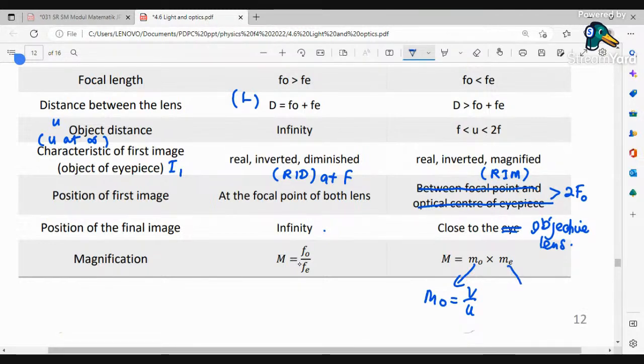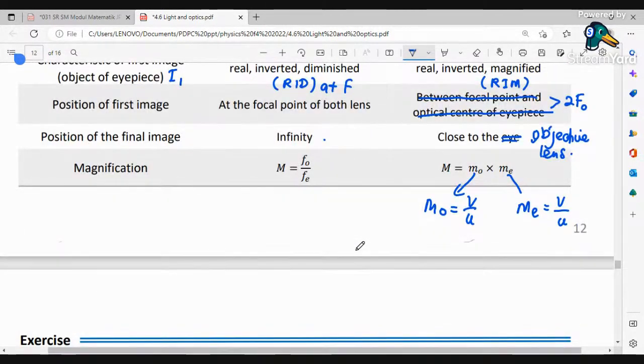ME, eyepiece punya kita guna U. Okay, maksudnya product of MO plus ME, you akan dapat magnification of final image. Okay, so ini untuk this is for microscope.